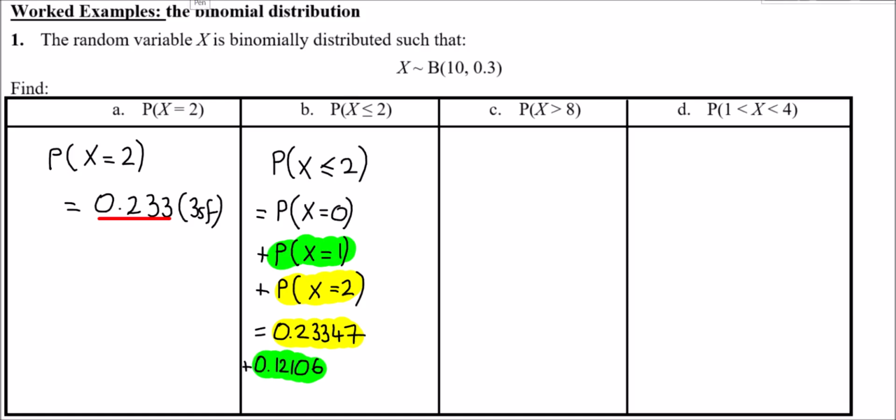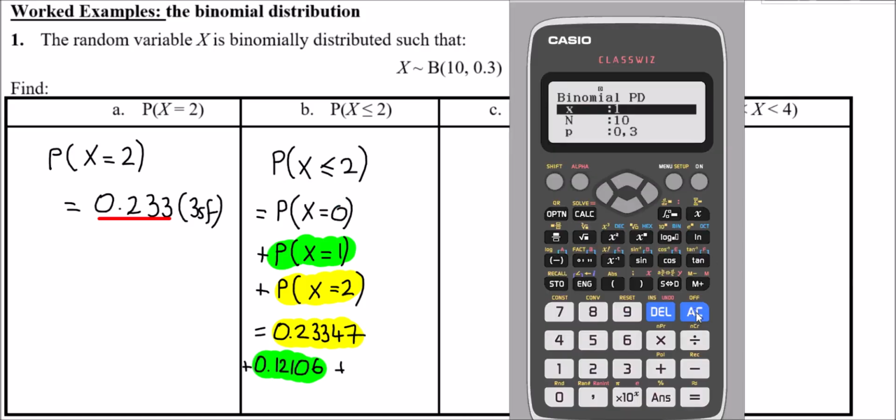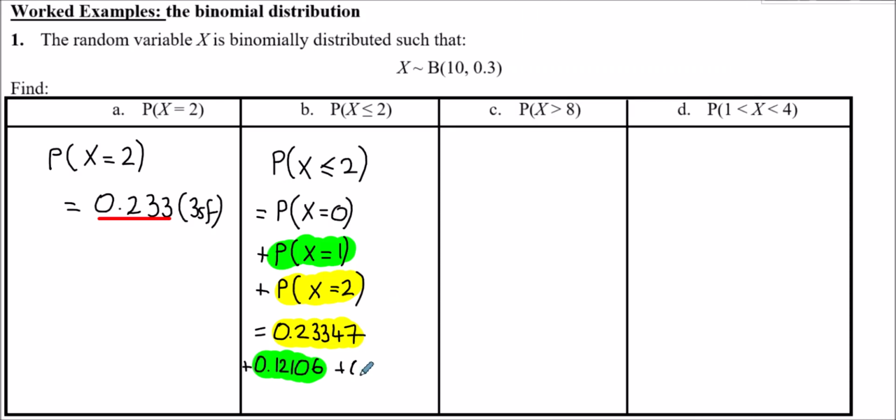And finally, the probability that it's equal to 0. So if I now press AC and press X equal to 0, I get 0.028248.